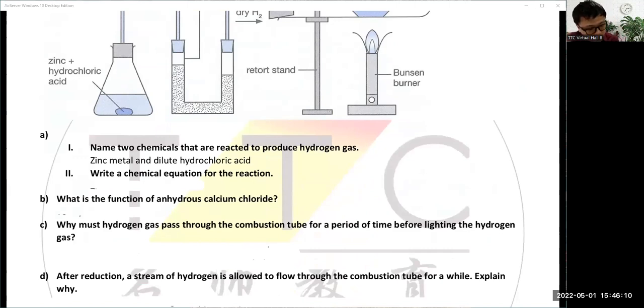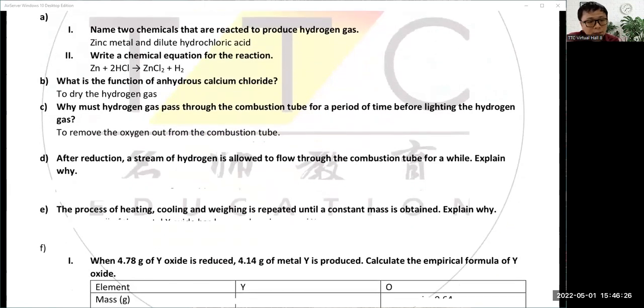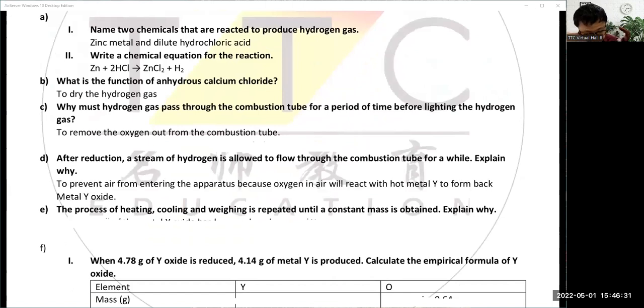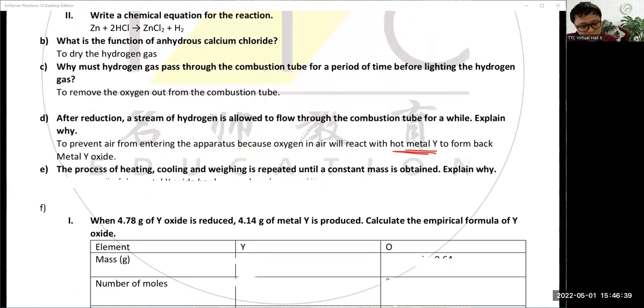Zinc and hydrochloric acid. So the chemical equation. What is the function of anhydrous calcium chloride? To dry the gas. Why must hydrogen gas pass through for a period of time? To make sure all the air, all the oxygen, is out of the combustion tube. If not, hydrogen and oxygen mix with heat, and an explosion occurs. After reduction, a stream of hydrogen gas is allowed to flow through for a while. Why? To make sure no air enters inside, to avoid the hot metal turning back to metal oxide again. The heating, cooling process is repeated until constant mass to make sure all the reaction is finished. My reaction is metal Y oxide changing to metal Y, taking away all the oxygen.